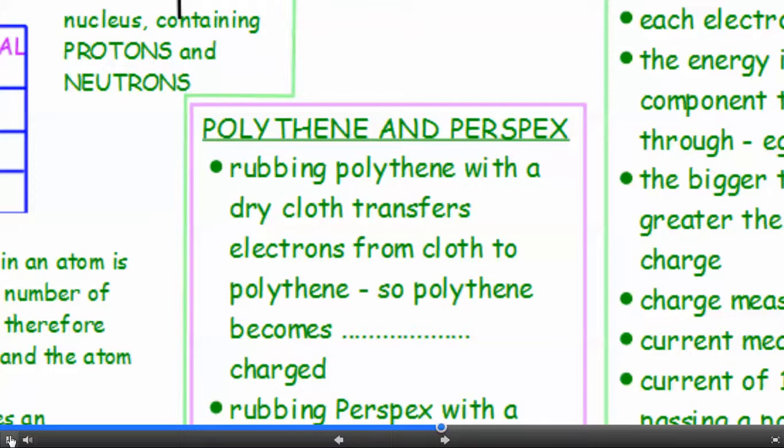Now, a lot of exam questions refer to polythene and perspex. Now, if you rub polythene with a dry cloth, this transfers electrons from the cloth to the polythene. So the polythene becomes charged. Now, does it become negatively or positively charged? Electrons go from the cloth to the polythene. Well, electrons have a negative charge, don't they? So negative charges move from the cloth onto the polythene, so the polythene becomes negatively charged.